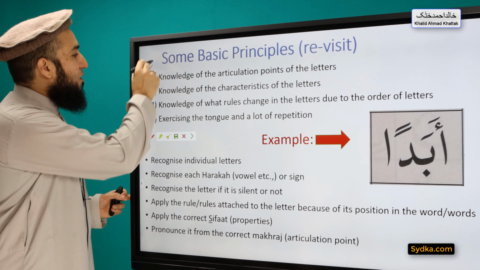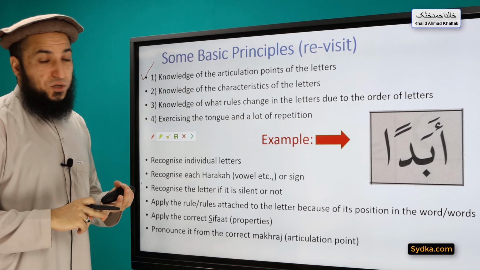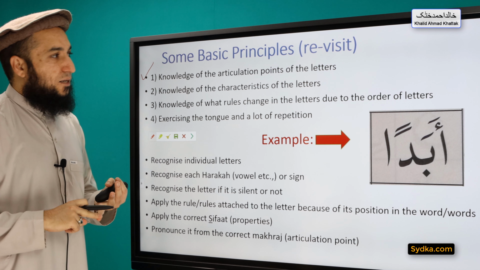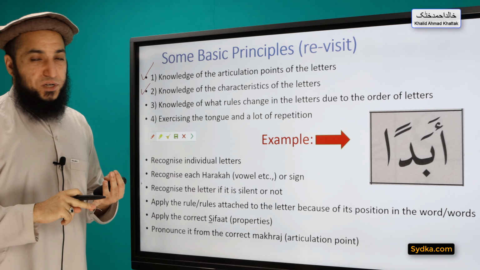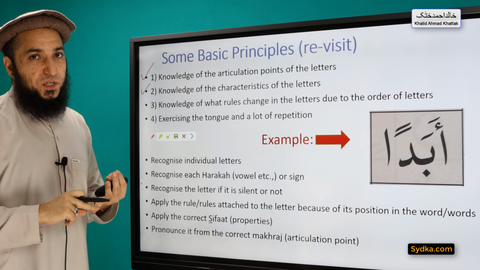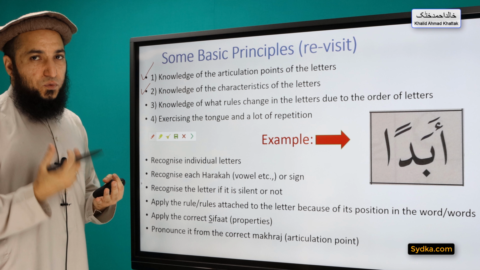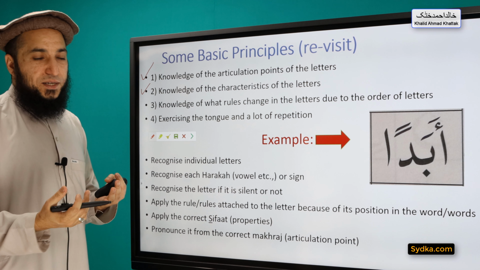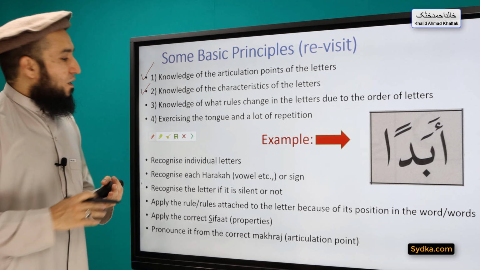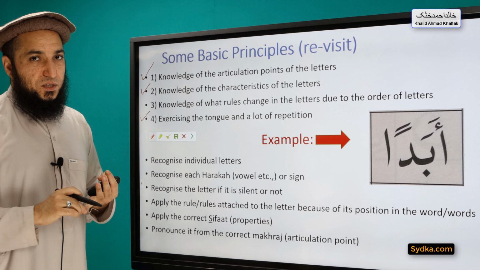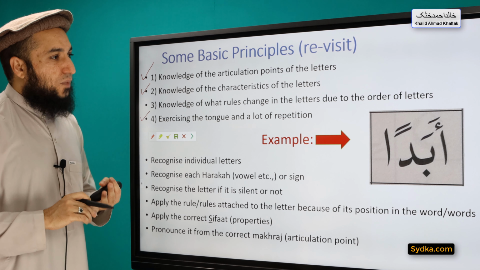So the first one is we need to have the knowledge of articulation points for each letter. The second one is we need to know the characteristics of each letter, sifat of each letter. We have studied only a few of them so far, but we will study the rest in advanced level. The third one is the knowledge of rules attached to individual letter because of its position in a word or words. The fourth one is exercising the tongue and a lot of repetition. So if we are given a word, we have to apply these steps to make our reading or recitation easy.